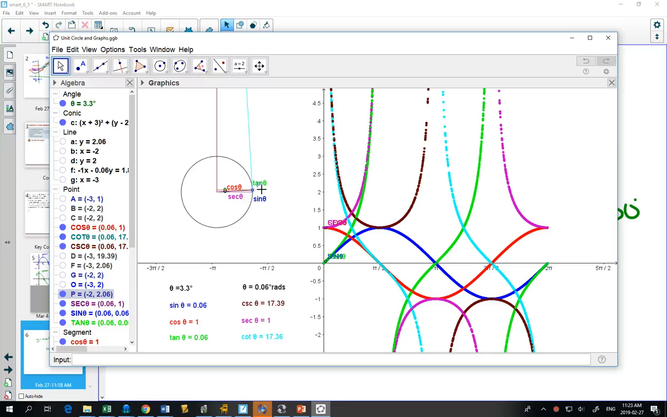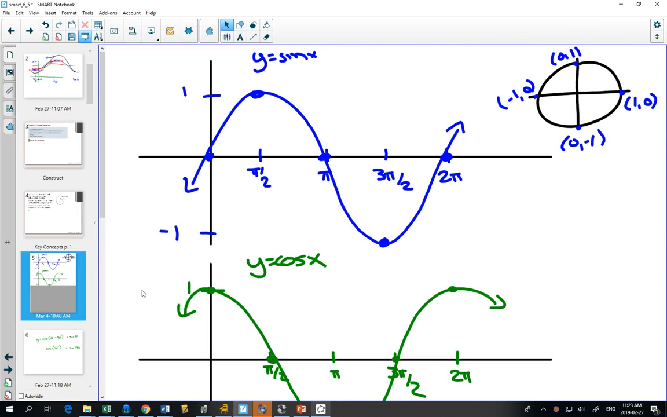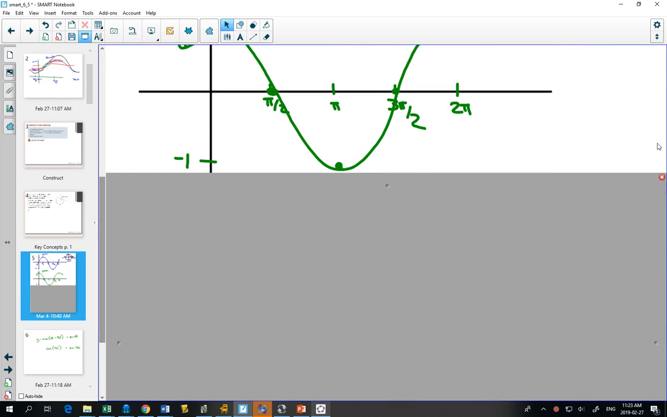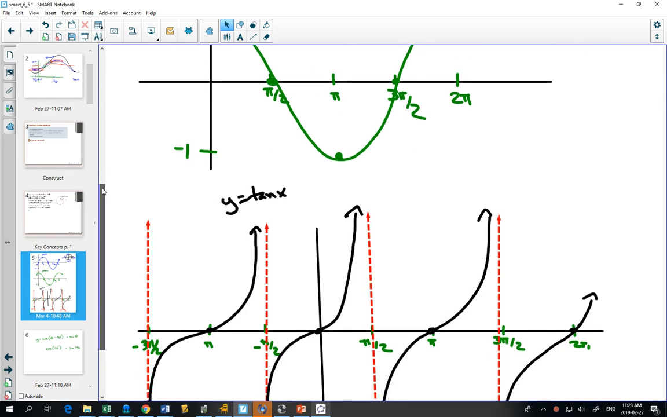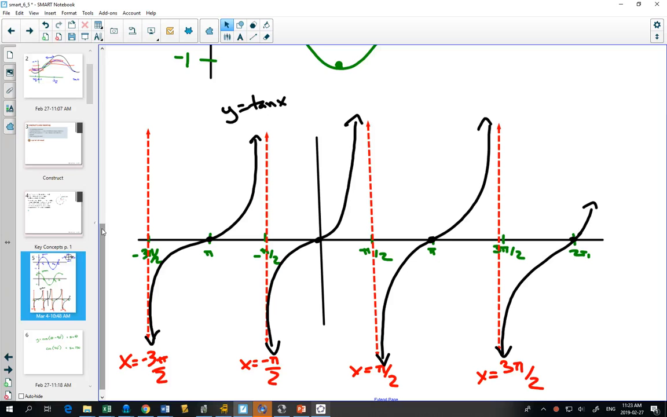Anyways, okay. So we'll add to our notes the graph of tan as well. And our graph of tan has asymptotes at the places where things are not permissible.